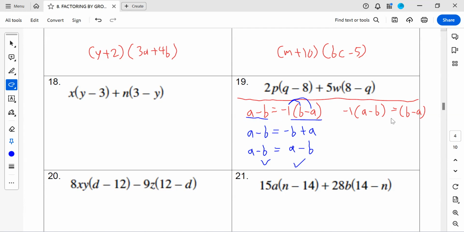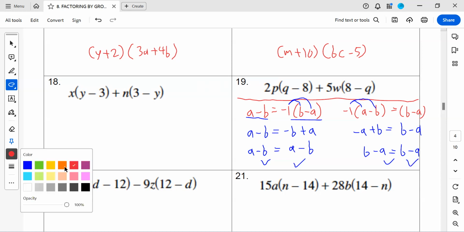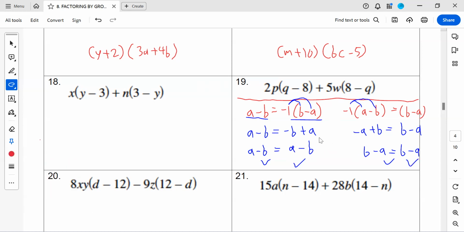Okay? Let's check the other side. If I distribute this -1 here, I'm going to get negative a plus b, which should be equal to b minus a. And then when I change the order, that means b goes first. It goes with the plus sign in front of it. And then a goes second with the minus sign in front of it. I get b minus a is equal to b minus a. They both check off. So what does that state for us? That states for us that, guess what?